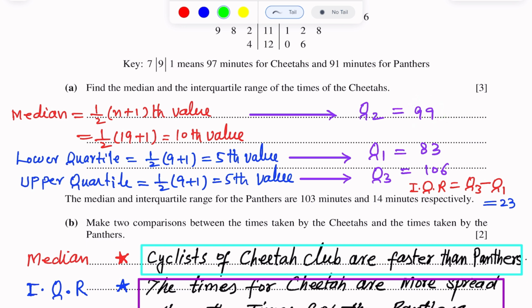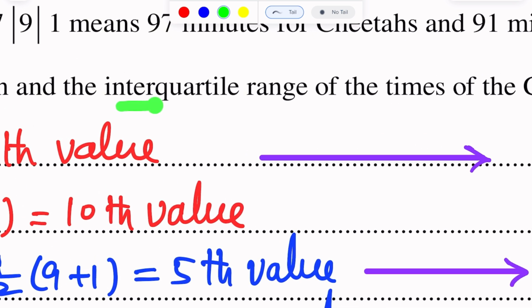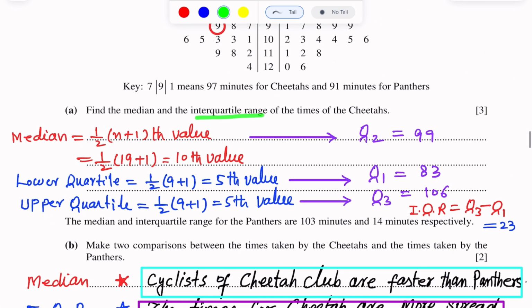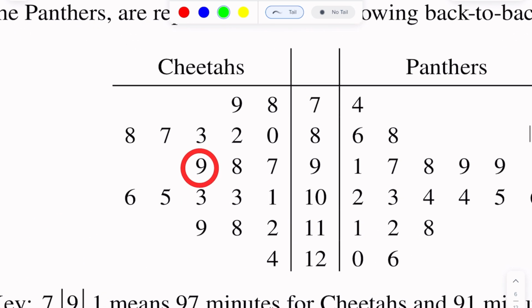Now we have to find the interquartile range. To find the interquartile range, we will find the lower quartile and upper quartile. How will we find the lower quartile? This is the median in the diagram. The median divides the data into two equal halves. This is the first half, and this is the second half. Median is 50% through the data. Median is this value, which is 99.